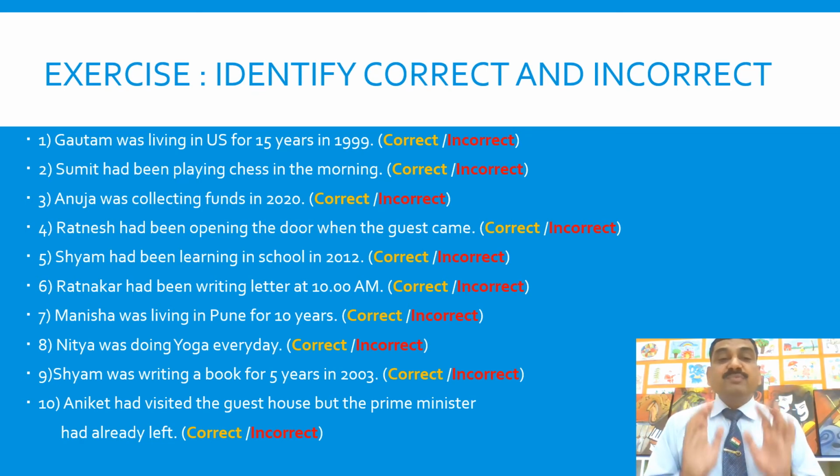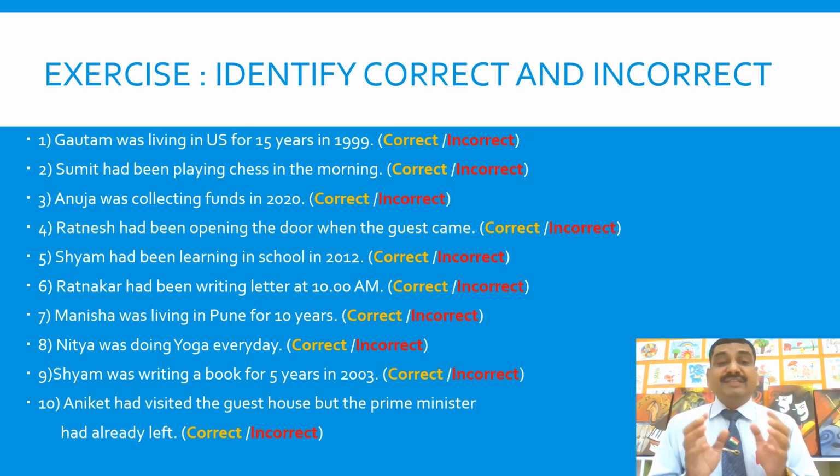Sham was writing a book for 5 years in 2003. Action started 5 years back. It means in 1998, and it had been continuing in 2003 also. So action continued for a long time, continuous perfect past. So it should be Sham had been writing a book for 5 years in 2003.